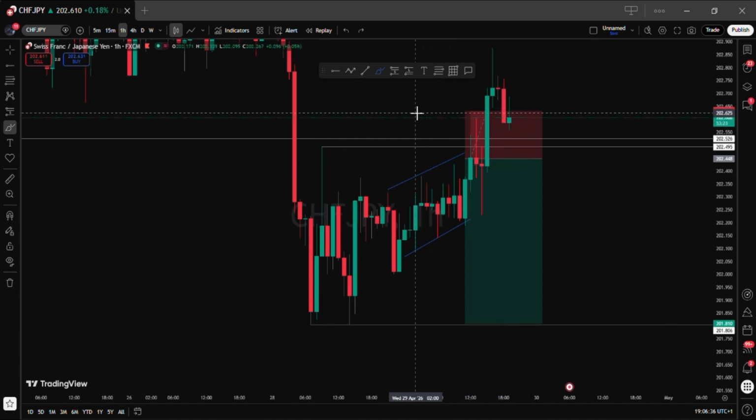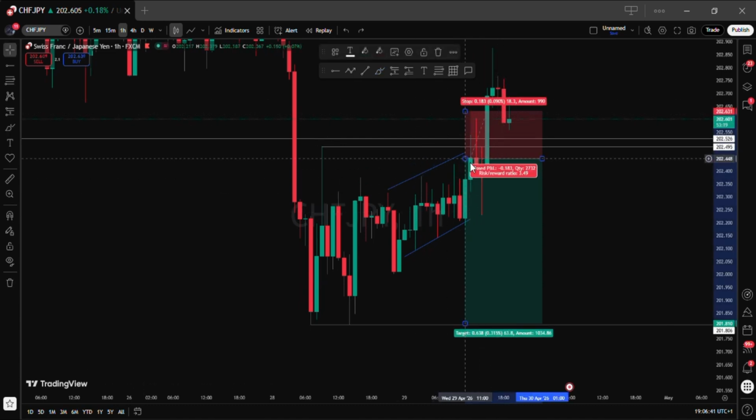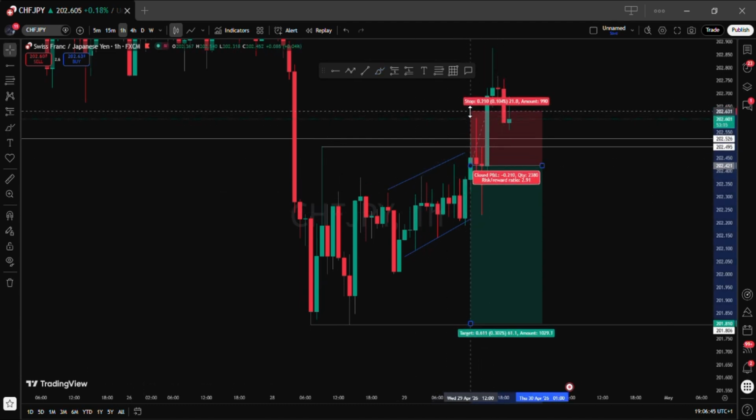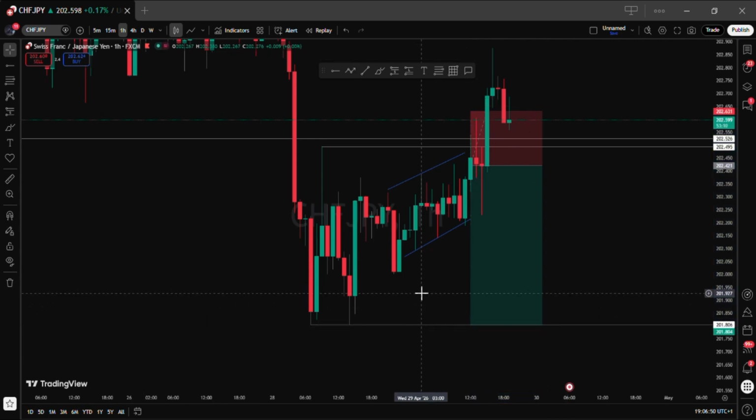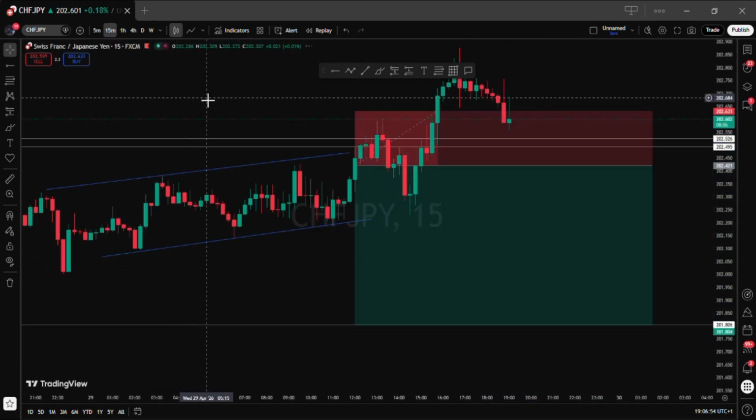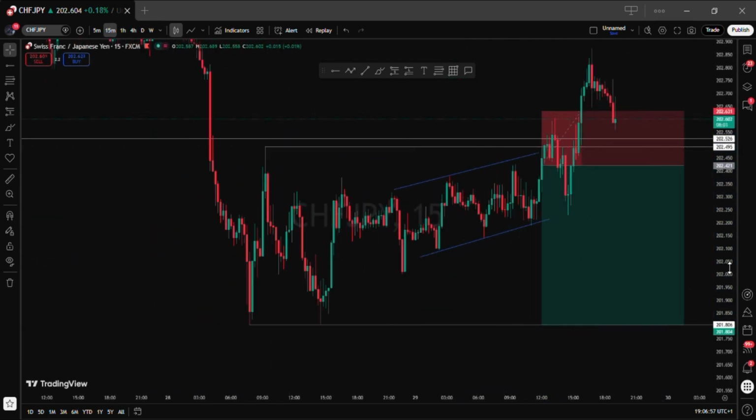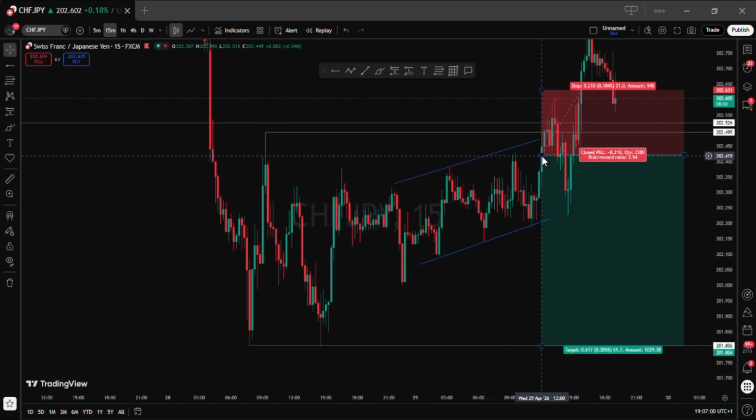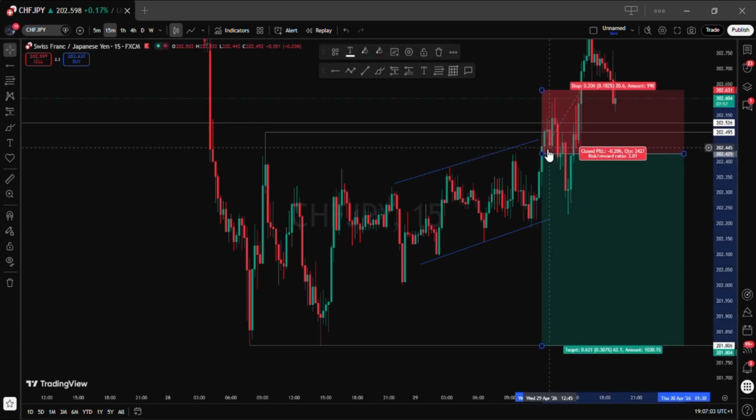So I was looking at selling after that rejection candle, down. But as you can see here, price action didn't commit. We go down to the lower time frame, 15 minutes, and you can see the pattern much more clearly. You can see this was what I was looking at.